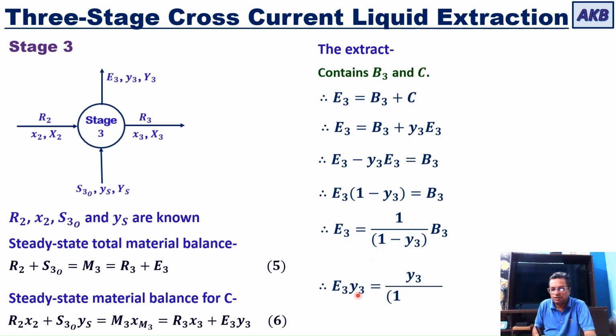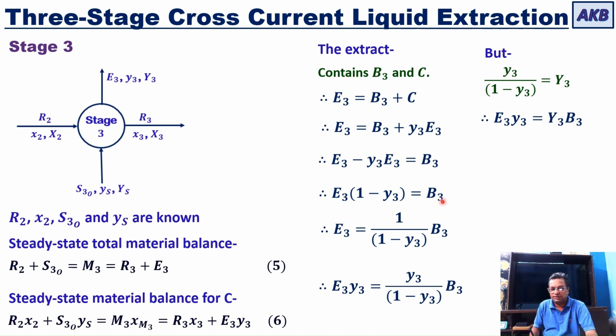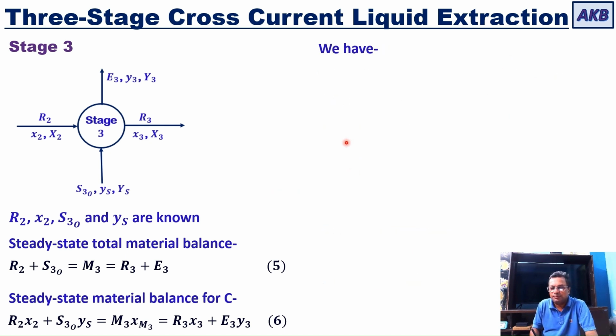So it will be E3 into y3, that is equal to Y3 upon 1 minus Y3 into B3. But y3 upon 1 minus y3 is nothing but capital Y3. That is, E3 into small y3 is capital Y3 into B3. That means the term E3 into y3 in this equation can be replaced with capital Y3 into B3. So in this way, for stage number 3, we have these relations.